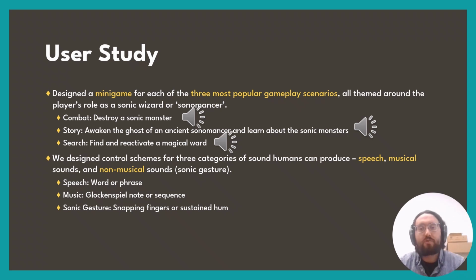And then we designed control schemes for 3 categories of sound which humans can produce, which is speech, musical sounds, and sounds which are neither speech nor music, and we're using the term from literature sonic gesture for these sounds. So in the speech control scheme, players had to speak a word or a small phrase. In the music control scheme, they were given a small glockenspiel. They had to play a single note or a sequence of notes. And in the sonic gesture control scheme, they had to snap their fingers or hum for a sustained length of time. And this gave us both short and long inputs to compare.